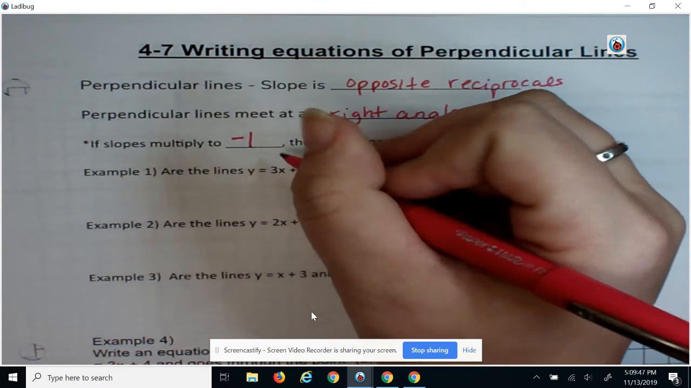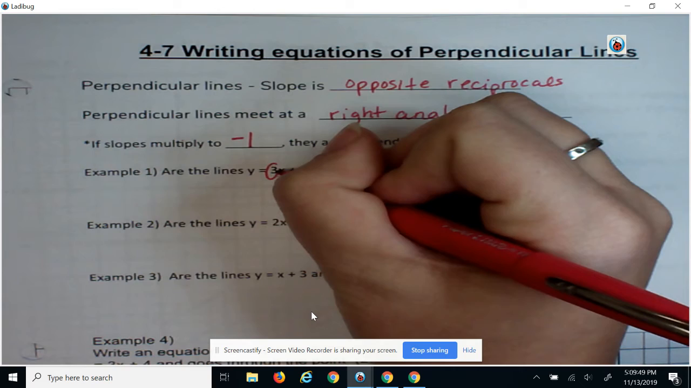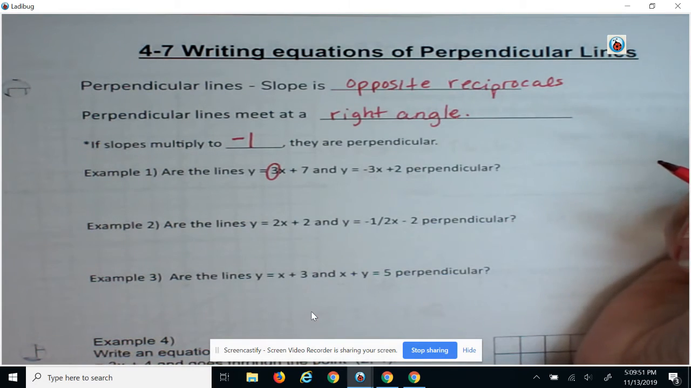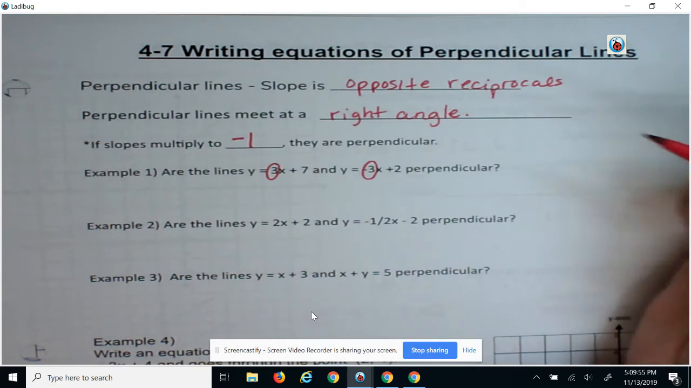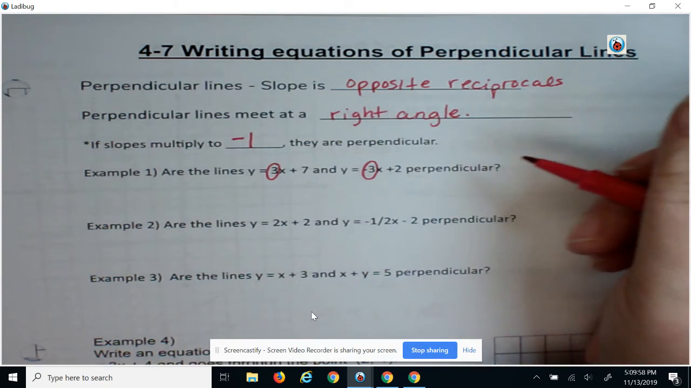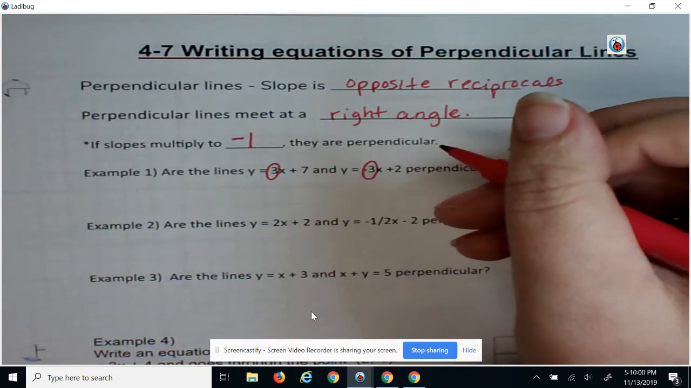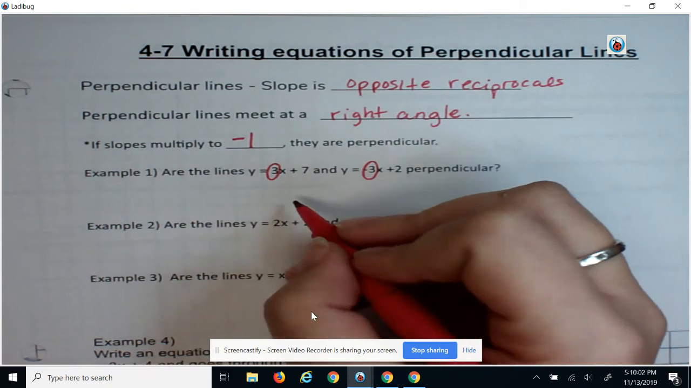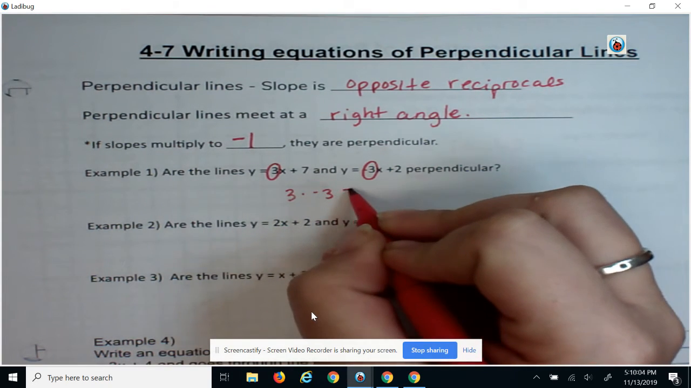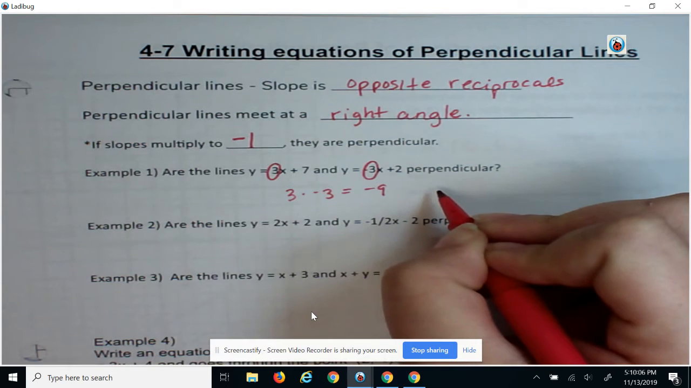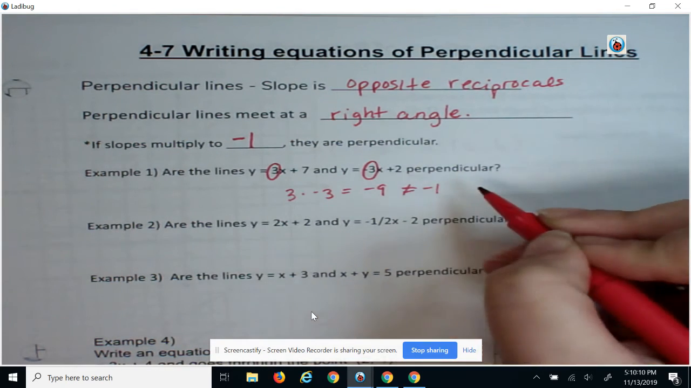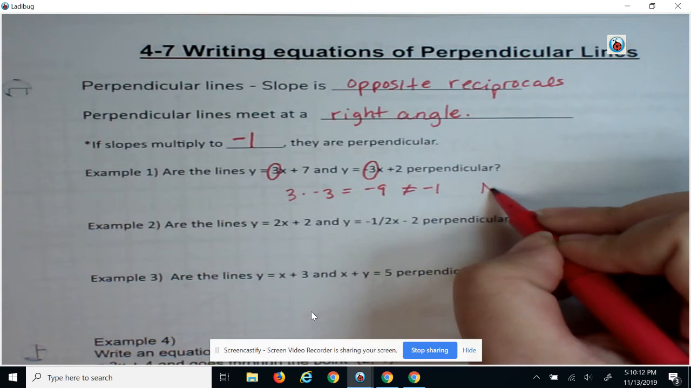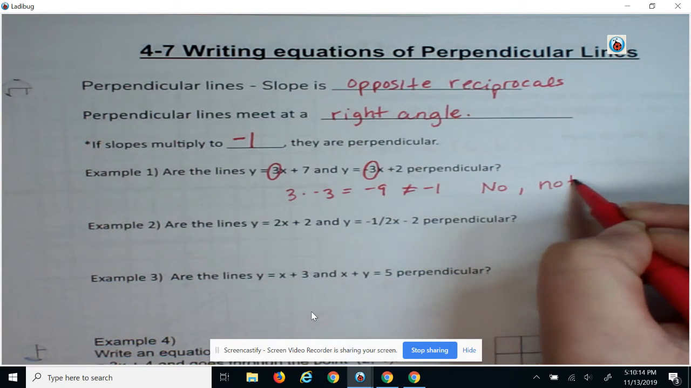So example 1, y equals 3x plus 7, the slope is 3. Y equals -3x plus 2, the slope is -3. And we want to know if they are perpendicular. So one way you could check is 3 times -3 is -9, which is not -1, so they're not opposite reciprocals. So no, they're not perpendicular.